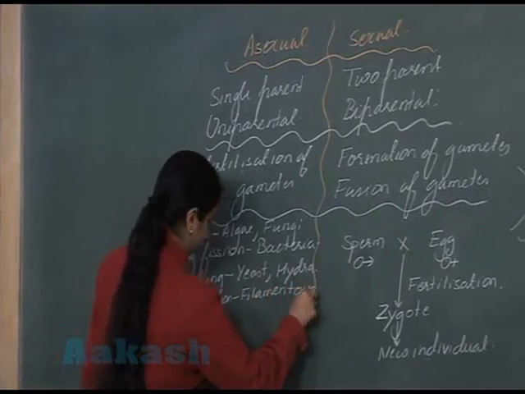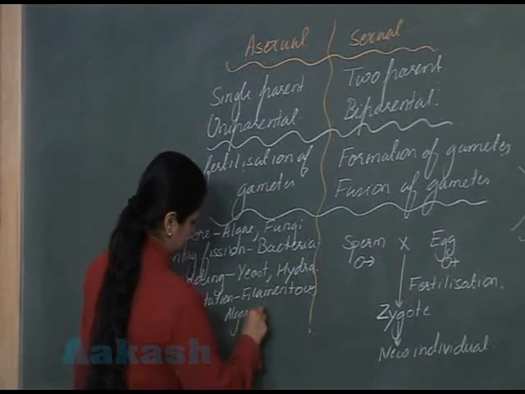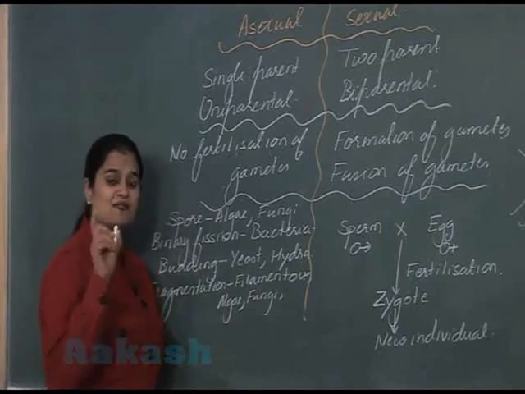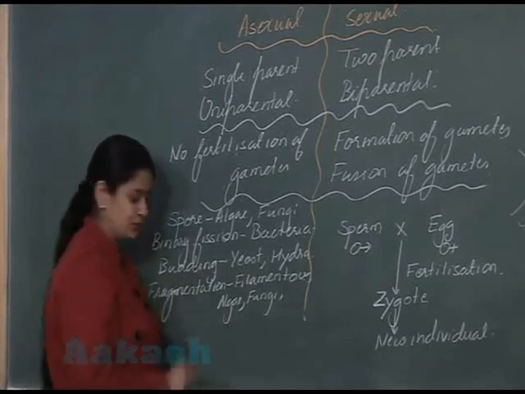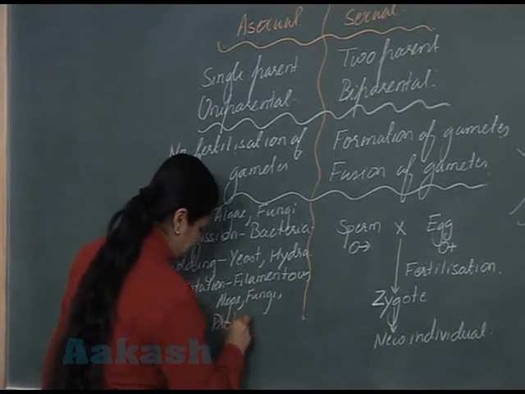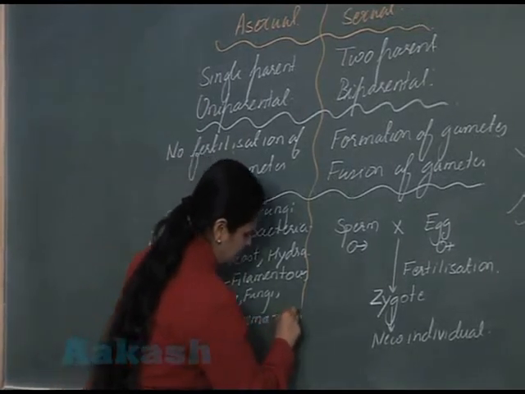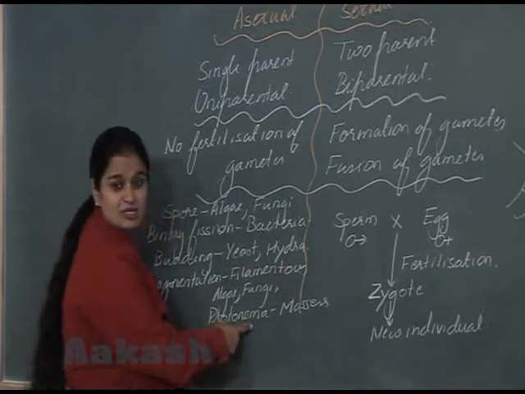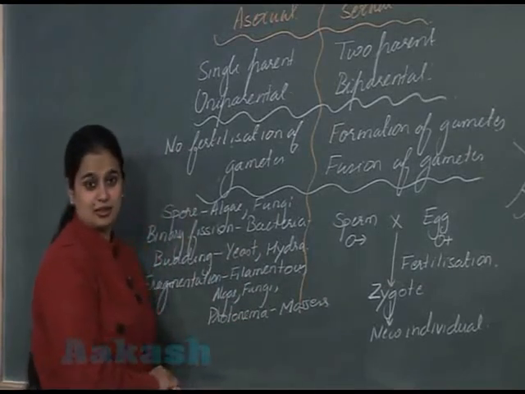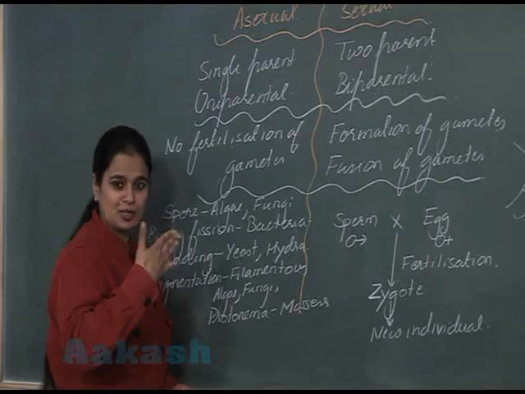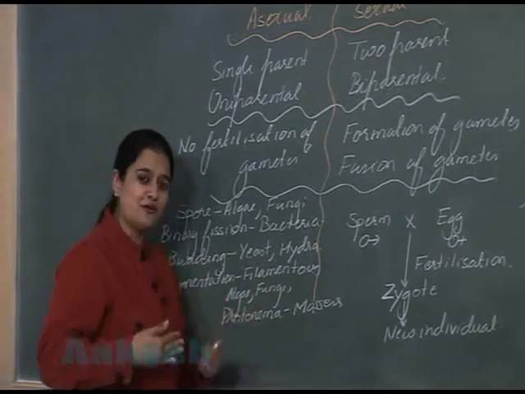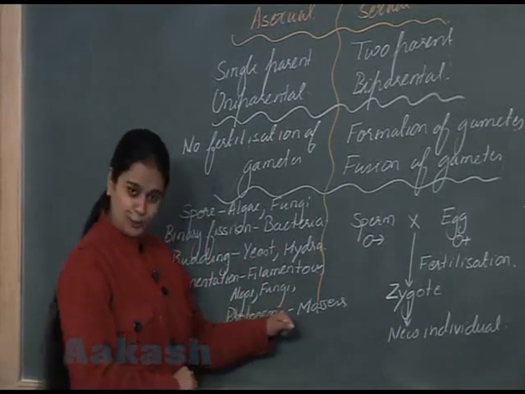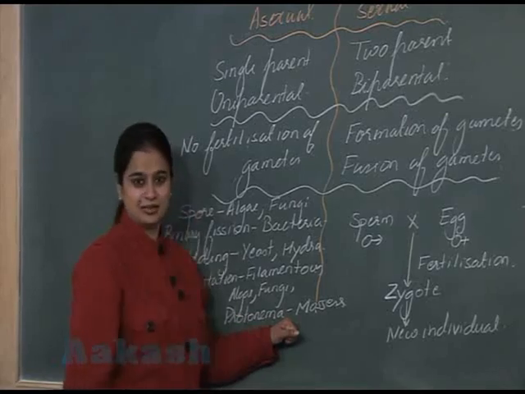Filamentous algae, fungi, and in mosses there is presence of a filamentous structure, that is protonema. Protonema in mosses. This is a filamentous structure present in mosses. Yes, this filamentous structure will break, and the fragments which are formed will form new individuals. We will discuss more about the protonema in the chapter Plant Kingdom.